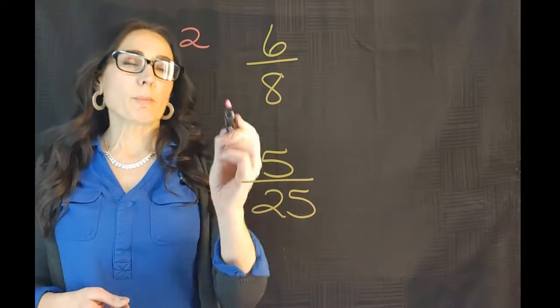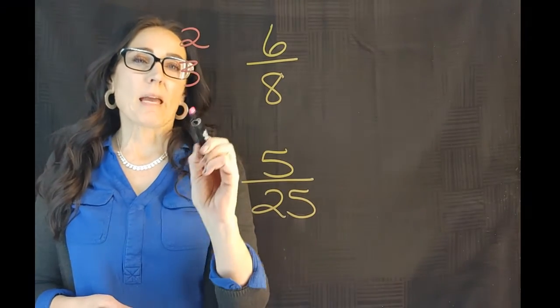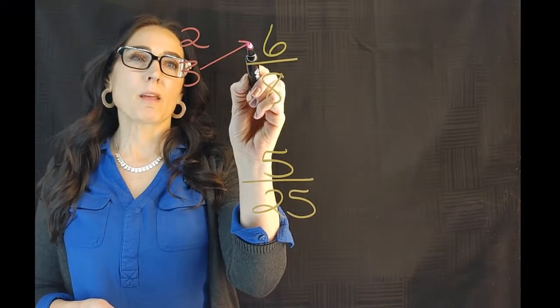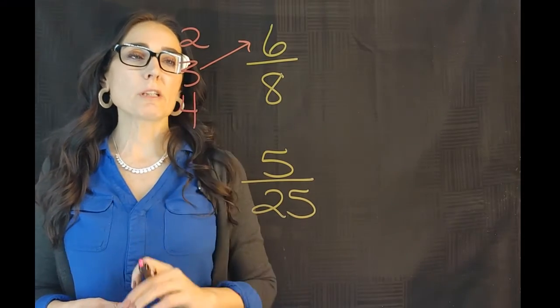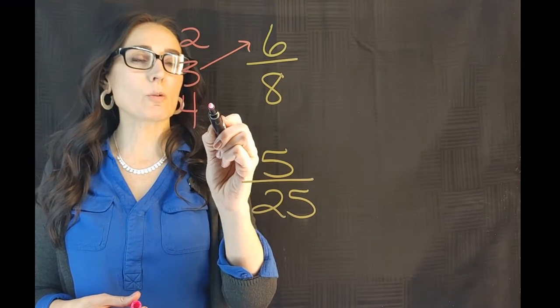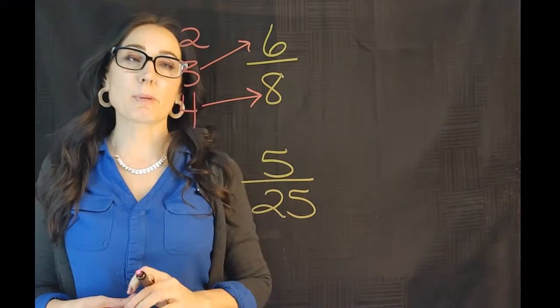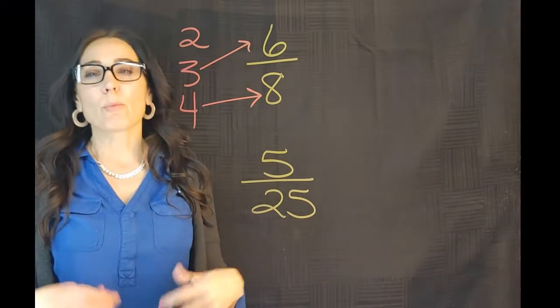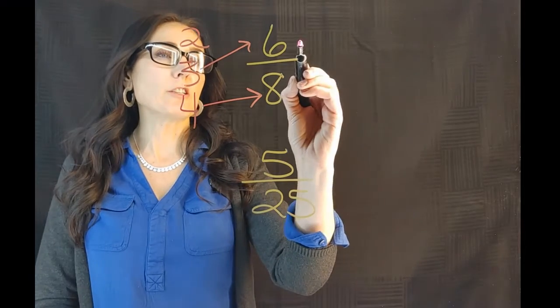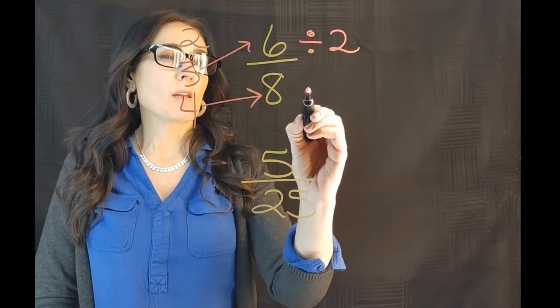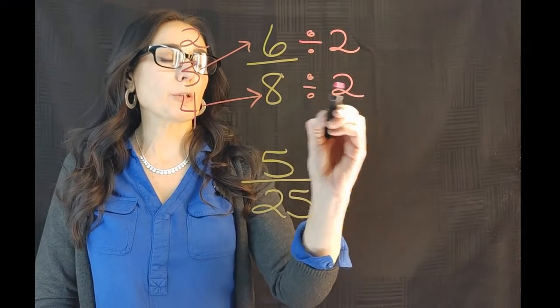And then the next number would be 3, and 3 works for 6, but it doesn't work for 8. And then we could go up to 4, and I know that 4 does not work for 6, but it does work for 8. And then we go higher, and there really aren't any numbers that would work. So we're going to go ahead and use the number 2.